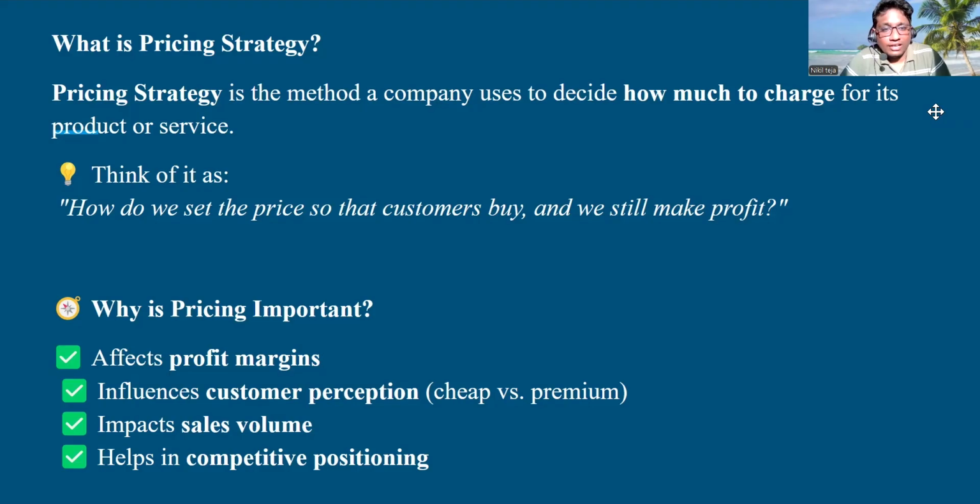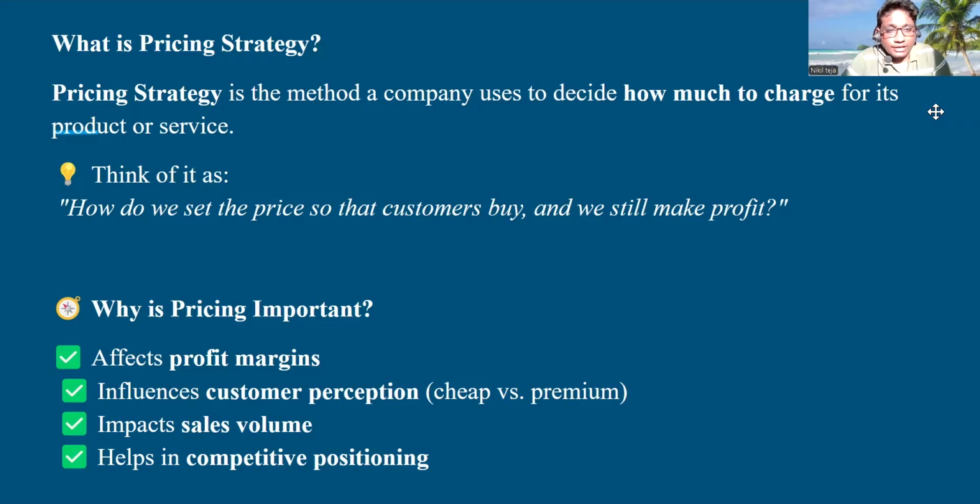Why is pricing important? It affects the profit margins. As I said before, it is a double-edged sword. If you keep the pricing low, it will decrease your profits and your profit margins will be low and small. It influences customer perception. If you keep a high price for the product, customers may go. There is a danger of customers diverting to another product, so you need to plan very carefully.